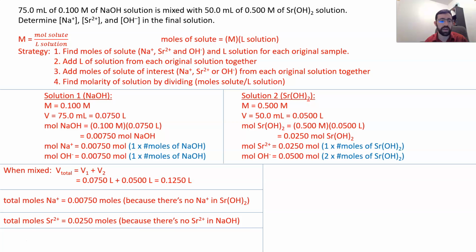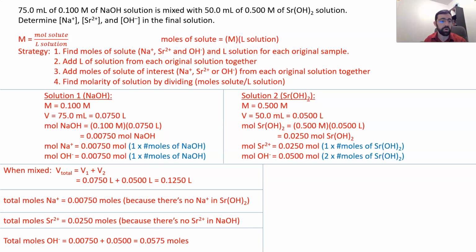Now let's find the moles of hydroxide. Well, to do that, I have some hydroxide ions in the sodium hydroxide mixture, and I have some hydroxide ions in the strontium hydroxide mixture, so I will have to add these numbers together. The total moles of hydroxide is 0.00750 plus 0.0500, and that gives us 0.0575 moles. Now we can find our concentrations of each ion.